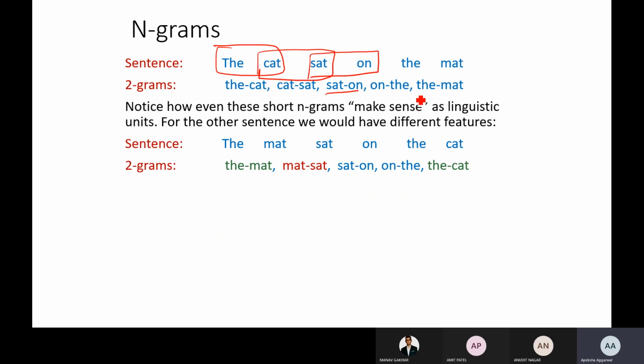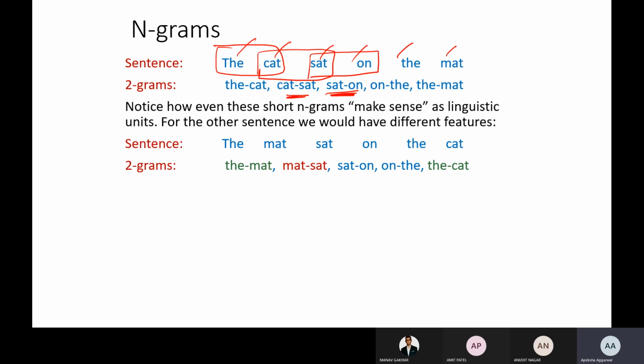Now there is one thing, if you can see that "cat sat" is giving me a better picture of what is happening in the whole sentence, right? Instead of writing each and every word as a single word feature, that is not giving me a better picture, while "cat sat" is giving me a better picture, like okay, maybe the cat is sitting in the sentence or something like that, right? So that's why these bigrams are important.